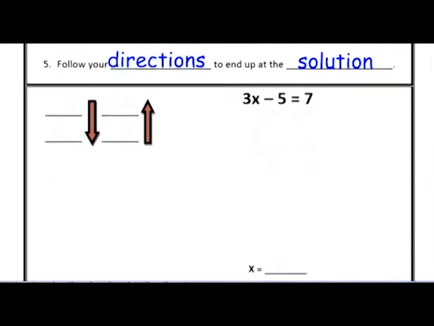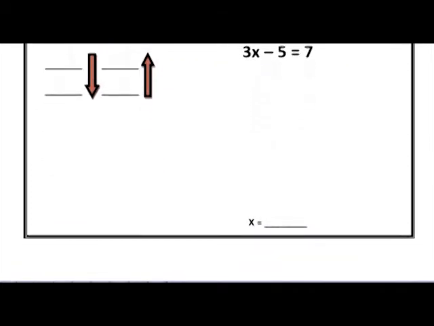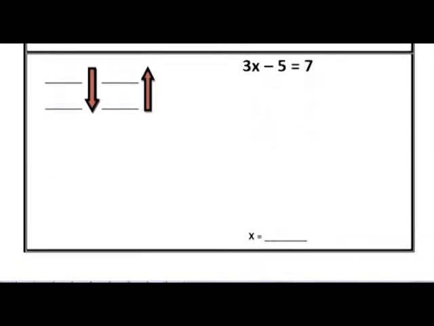So let's try a problem together. We have 3x minus 5 equals 7. From an order of operations point of view, I see multiplication, I see subtraction. So clearly I would do multiplication first. I'd be multiplying by 3. Then I would subtract 5. That's what's happening in that order.